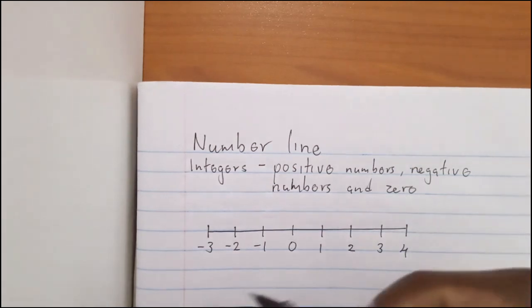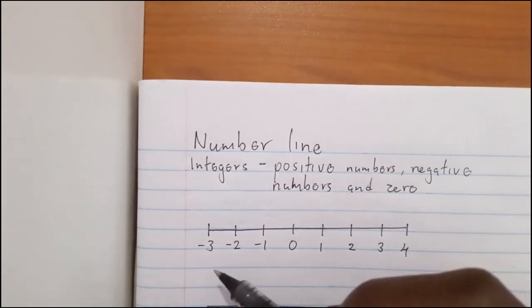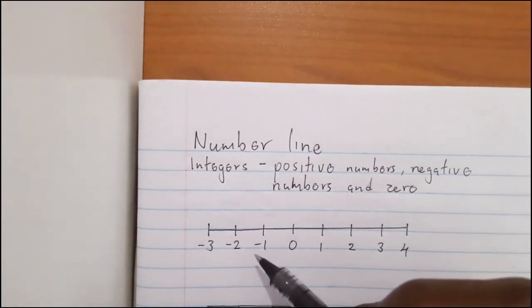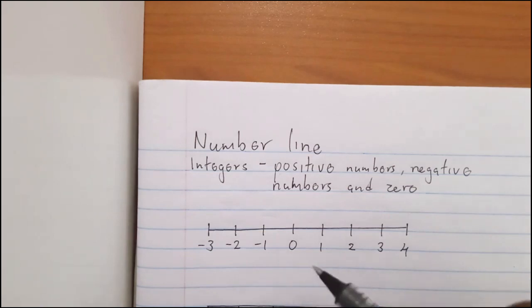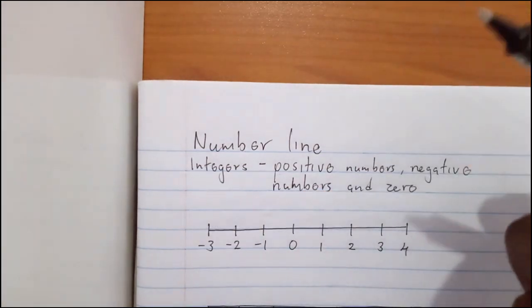Okay, so a typical number line will look something like what I have here, starting from -3, -2, -1, 0, 1, 2, 3, 4. Of course, the line continues all the way to infinity and all the other way to negative infinity.